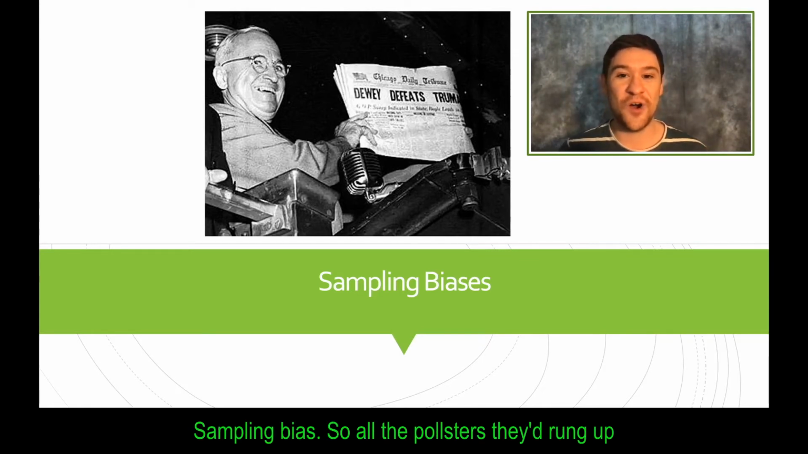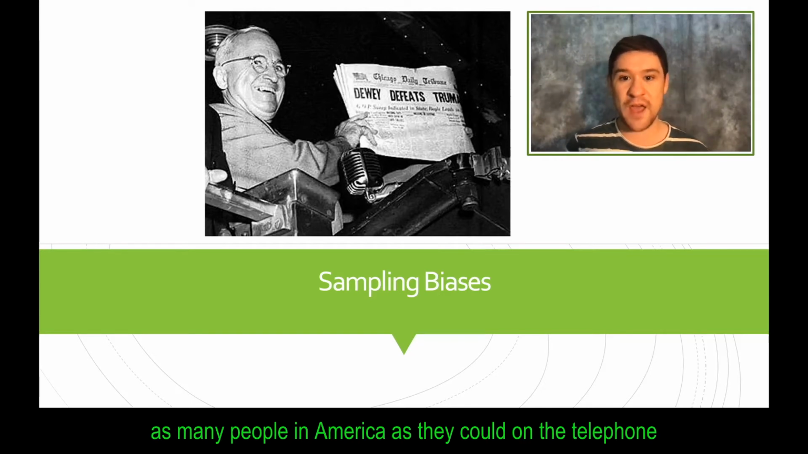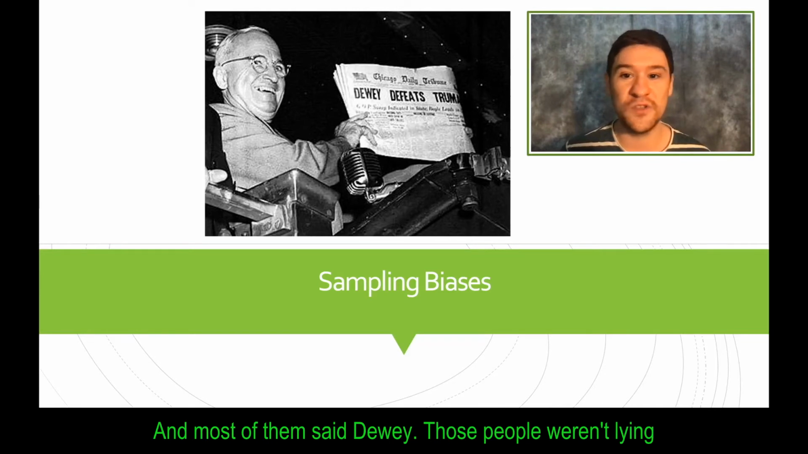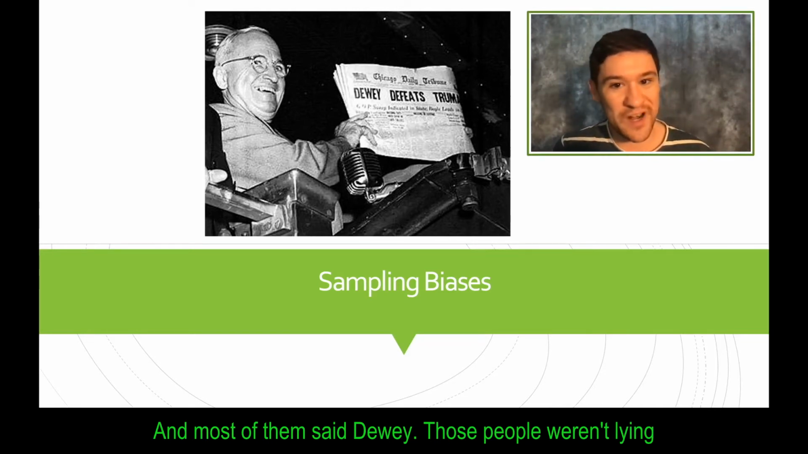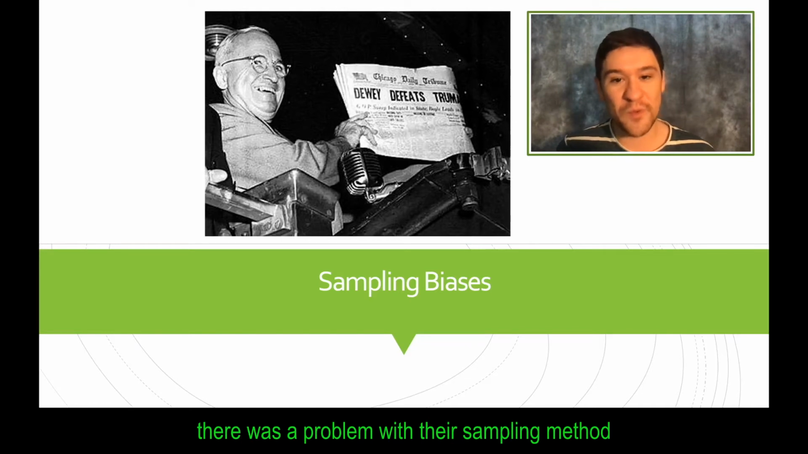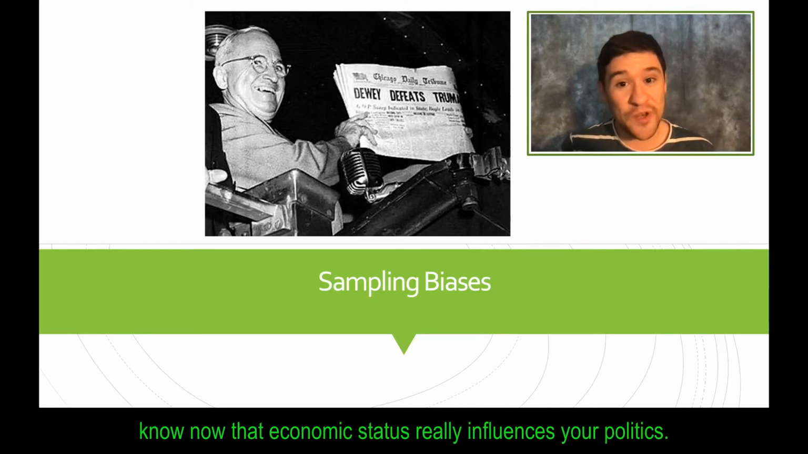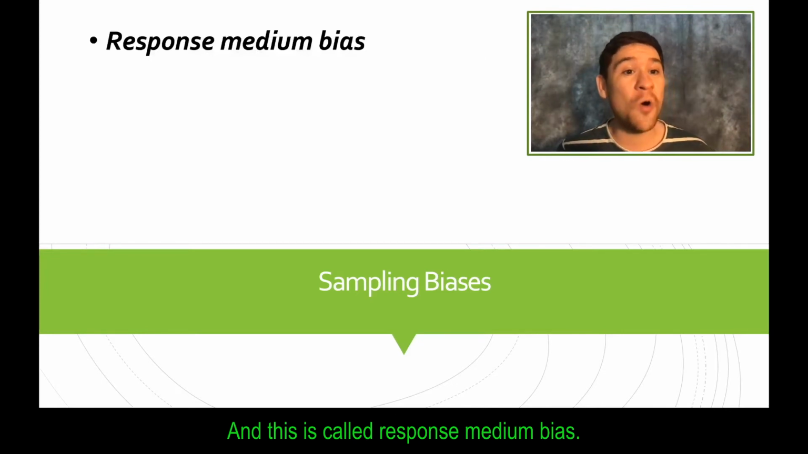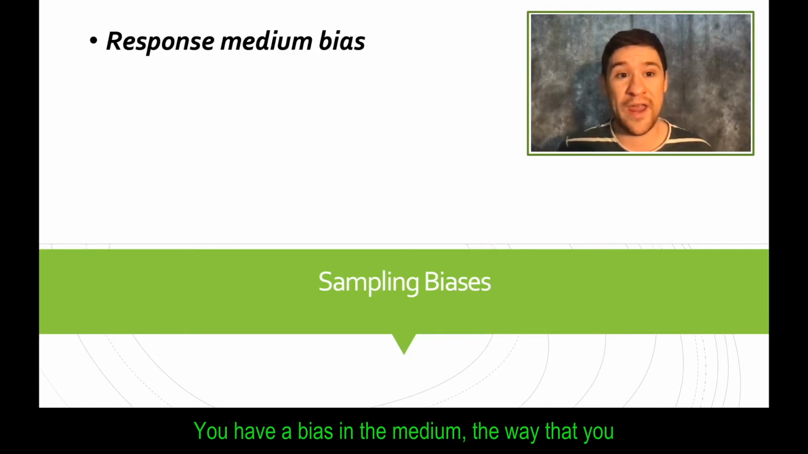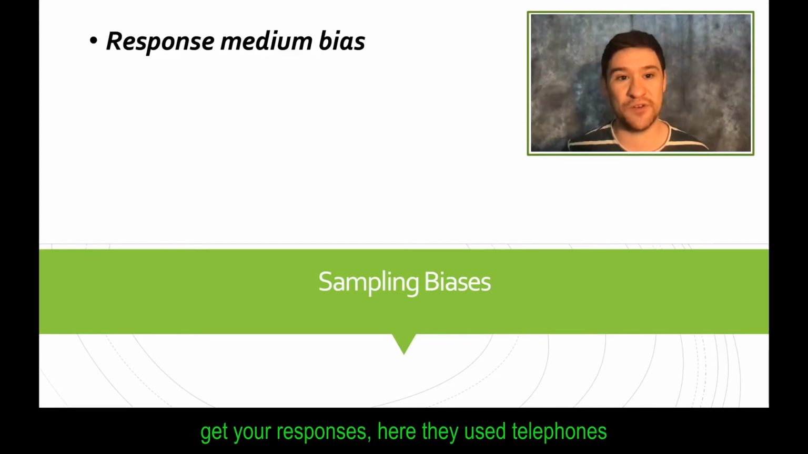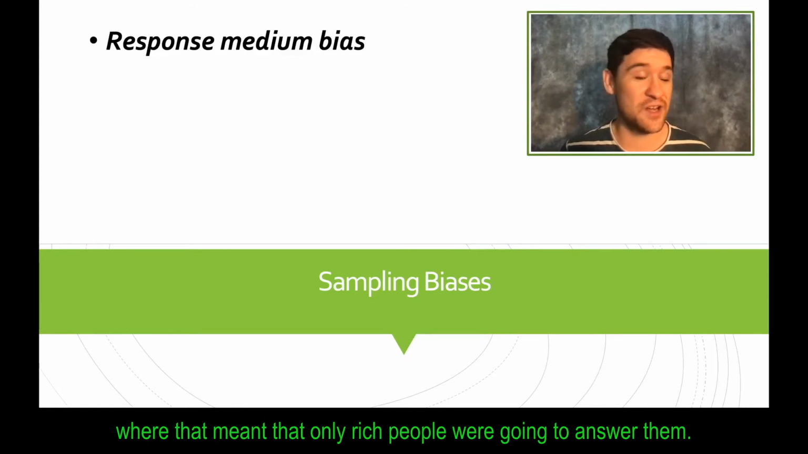Sampling bias. So all the pollsters, they'd rung up as many people in America as they could on the telephone, and they'd ask who you're going to vote for. And most of them said Dewey. Those people weren't lying. There was a problem with their sampling method. This was the 1950s, where only rich people had telephones. And we know now that economic status really influences your politics. And this is called response medium bias. Okay, you have a bias in the medium, the way that you get your responses. Here they used telephones, and that meant that only rich people were going to answer them.